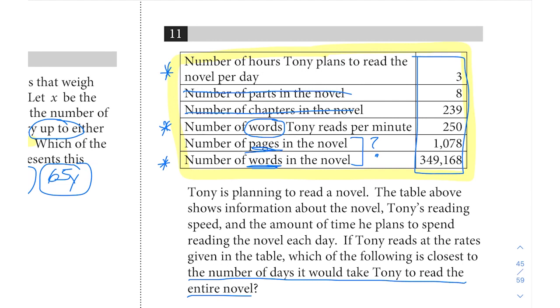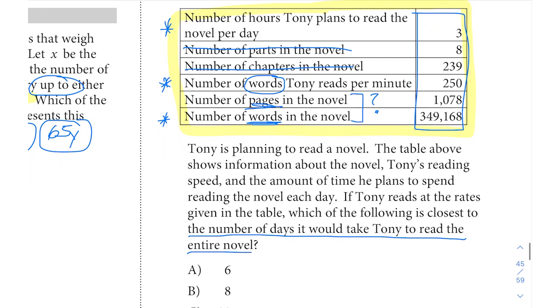So now let's see how we can piece these three key pieces of information together. So they want to know how many days is it going to take. Well, in one day, he reads for 3 hours. So let's see if we can start our conversion with that given piece of information. He reads for 3 hours per day. Now, if you notice, this rate for how fast Tony reads is given per minute. So let's see if we can do a conversion here. Let's start with that. 3 hours per day.